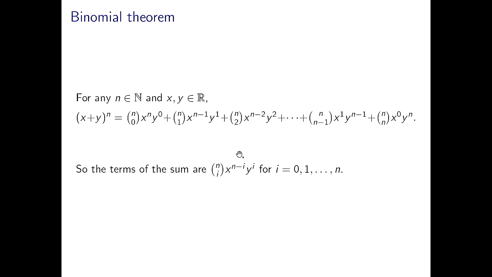But the key thing this is telling us is that the coefficient here is always n choose i, right? So for example, I get n choose 2, x to the n minus 2, y squared. Does that make sense? So that's the formal mathematical way of writing out that the coefficients come from Pascal's triangle, right?